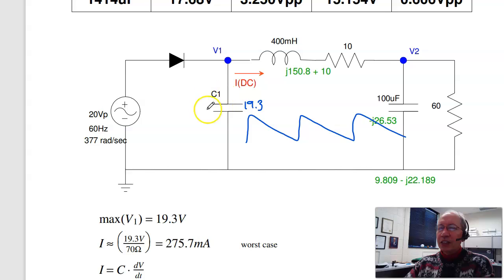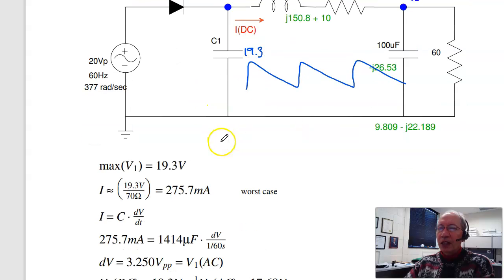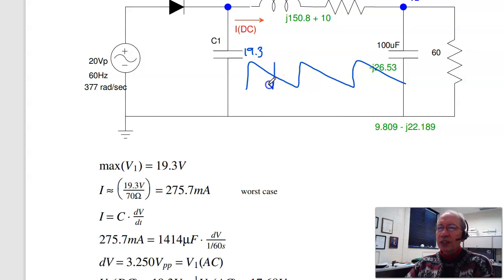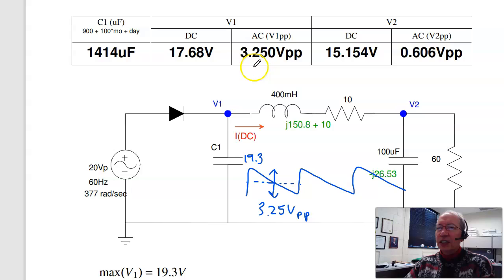From I equals C dV/dt, this is a little bit like a battery. It's going to discharge as the voltage drops. The discharge then is I'm supplying 275 milliamps. Here's the capacitance for 1/60th of a second. dV would be 3.25 volts. So that's this distance, 3.25 volts. And that's the AC voltage in units of peak to peak. The DC voltage then is the peak minus half the AC. The DC voltage will be 17.68 volts.